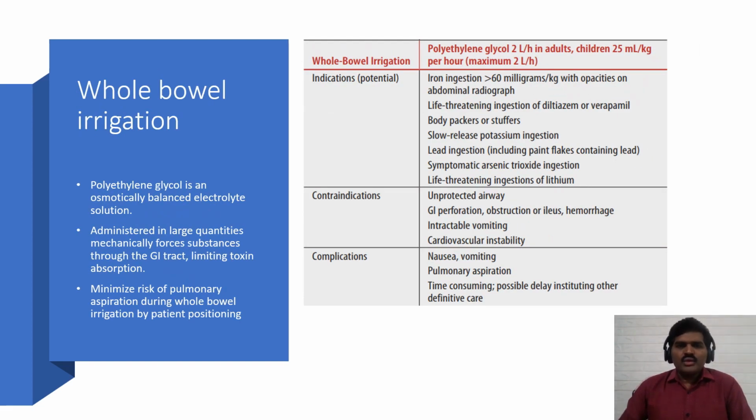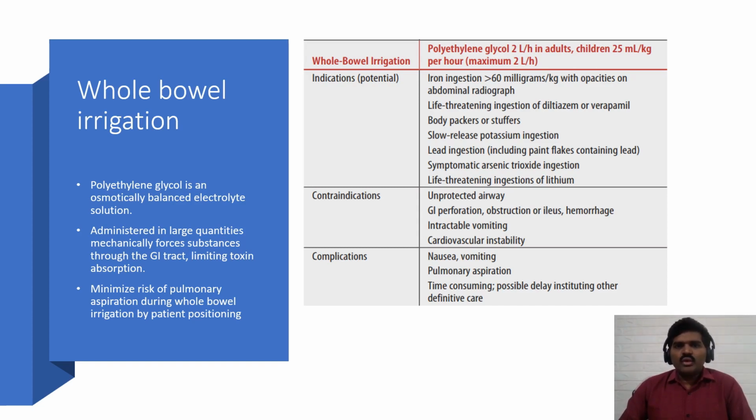Next is whole bowel irrigation. Polyethylene glycol is an osmotically balanced electrolyte solution. It is administered in large quantities, mechanically forces substances through the GI tract, limiting toxin absorption. Minimize the risk of pulmonary aspiration during whole bowel irrigation by patient positioning. The dose of polyethylene glycol is 2 liters per hour in adults. In children, it is 25 ml per kg per hour, maximum of 2 liters per hour.